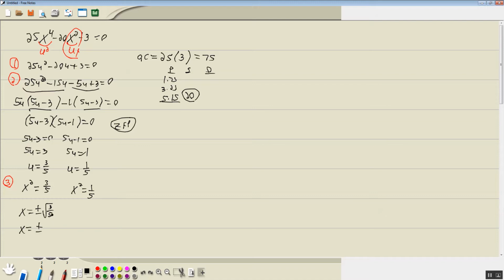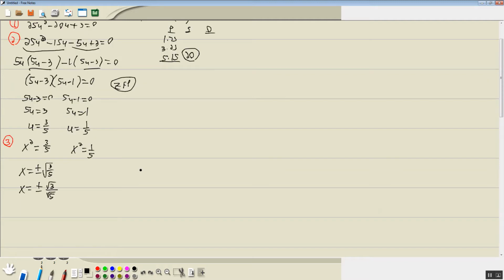Now we can't have a fraction inside of a radical. So we'll break the square root up, put a square root of 3 over the square root of 5. One of our properties allows us to do that. Can't have a square root down below, so I'll multiply top and bottom by the square root of 5. And we get x is equal to plus or minus square root of 15 over 5.